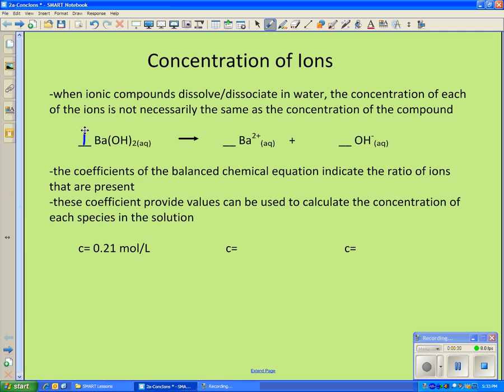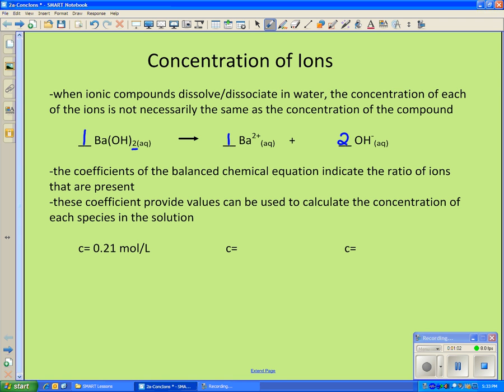So for every one barium hydroxide compound that dissolves, we end up with one barium ion and two hydroxide ions. That 2 comes from the 2 subscript that we had back in the formula for barium hydroxide. The coefficients of the balanced chemical equation indicate the relative ratio of the ions that are present in the solution. These coefficients provide values that can be used to calculate the concentration of each of the species.